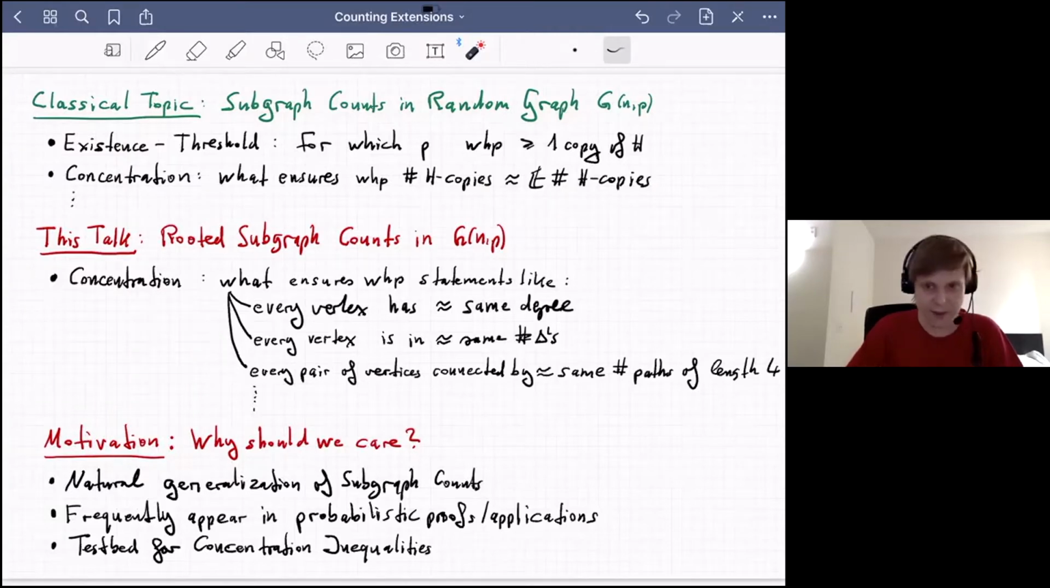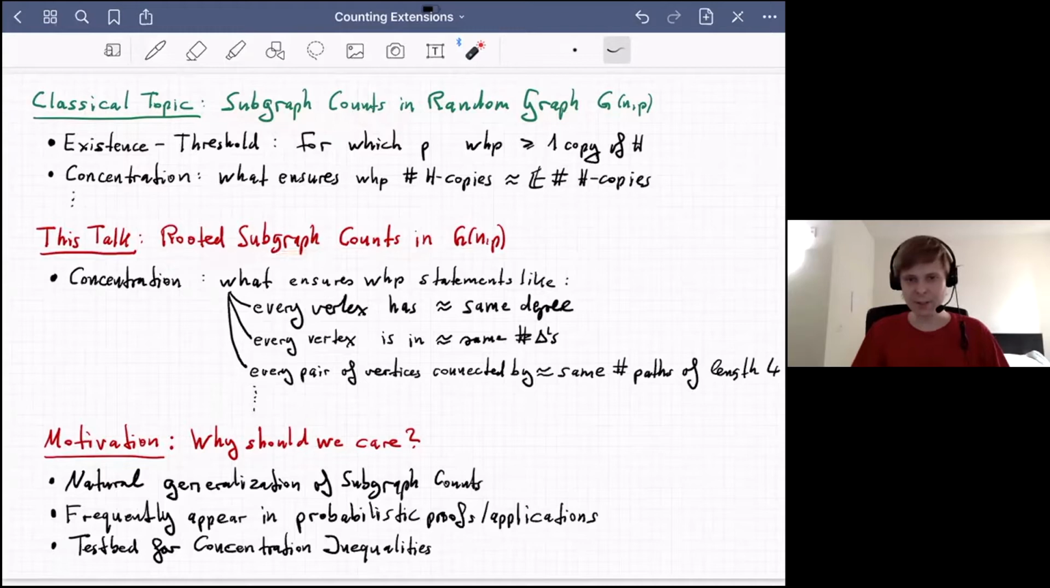Instead of asking a more detailed question about this classical subgraph counts topic, I want to look at a variation or an extension of these classical subgraph counts, which I want to call rooted subgraph counts. Intuitively, we're all familiar with this concept. In the classical subgraph counts, we're asking how many triangles our random graph contains. So it's a global question: how many copies do we have globally? Rooted subgraph counts is some kind of local version of this.